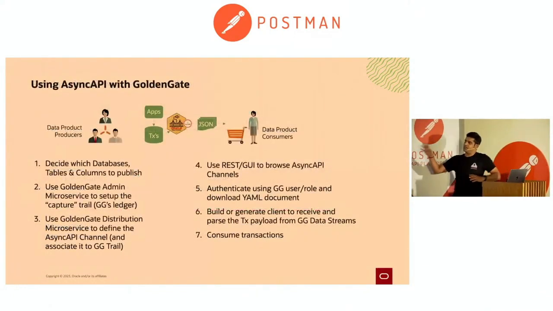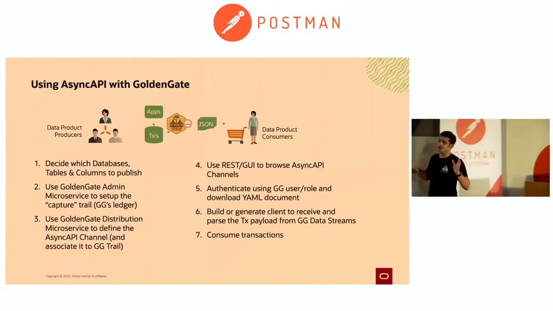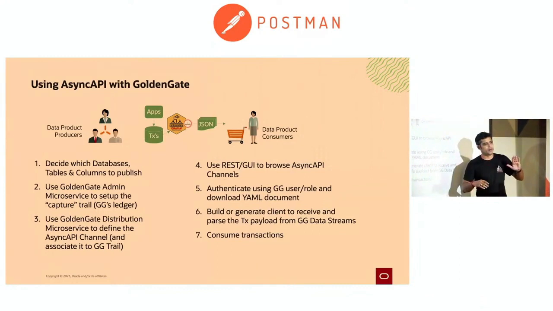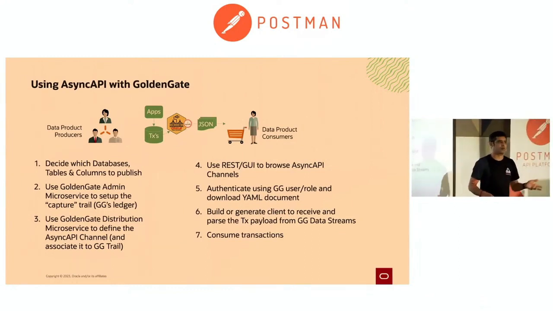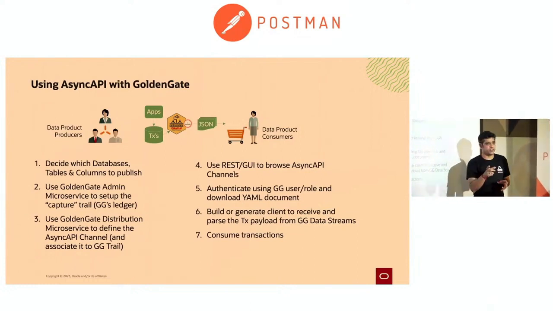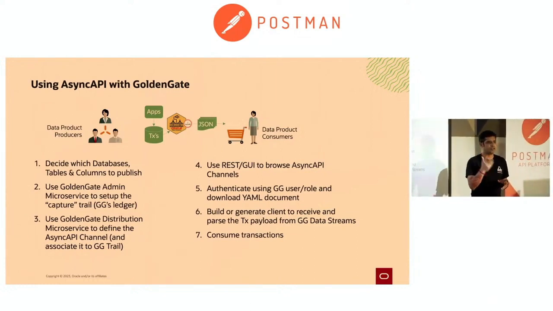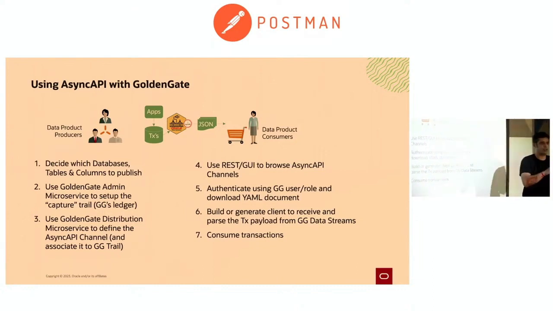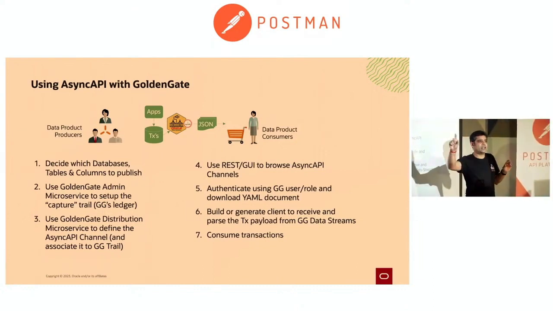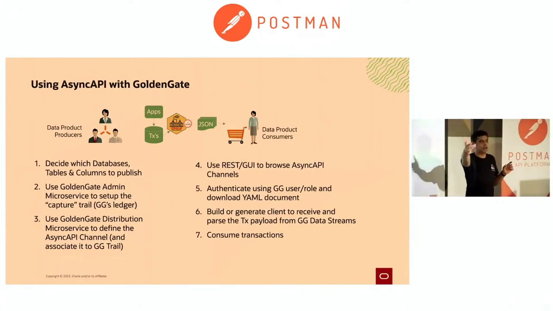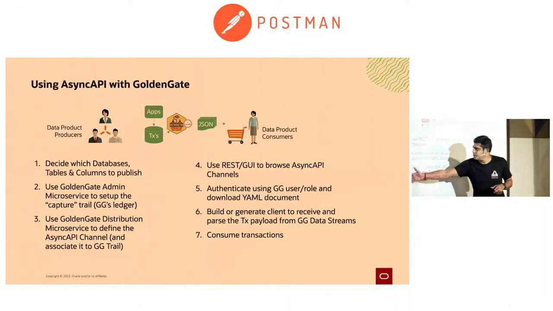So basically, these are the steps. Just decide which database or tables or columns need to be published. Use the GoldenGate admin service. GoldenGate admin service is the one wherein you will be creating the extract process and replicat process, all those steps. And then use the GoldenGate distribution service. In distribution service, you have data streams. I will be showing that in my upcoming slides. So distribution service is nothing but from source to which target I need to send the data, right? So that distributes the data to the target. So create the distribution service.